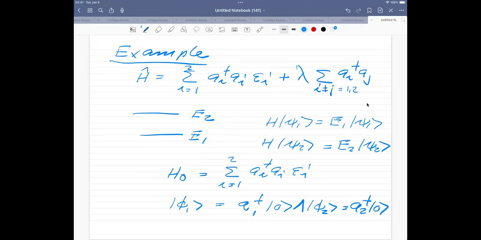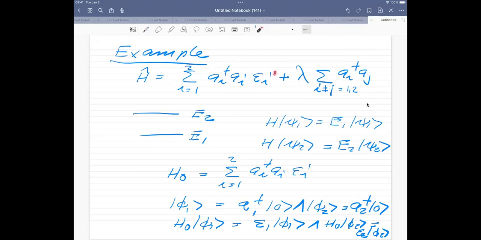And in our specific case, if I act with this H0 on phi1, it's pretty straightforward to see that this is going to be given by epsilon 1 times phi1. And similarly, if I act on phi2, this is going to give me epsilon 2 times phi2. So it should be pretty straightforward if you just take these states and calculate the expectation values. So we have the non-interacting piece and the interacting piece.